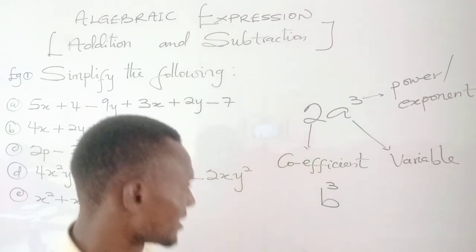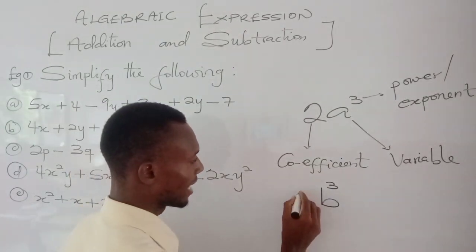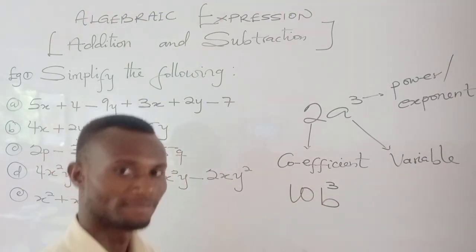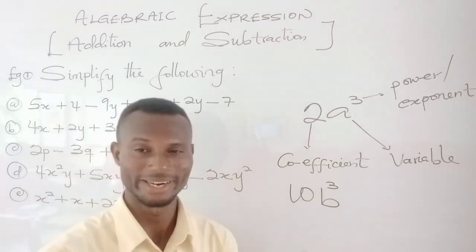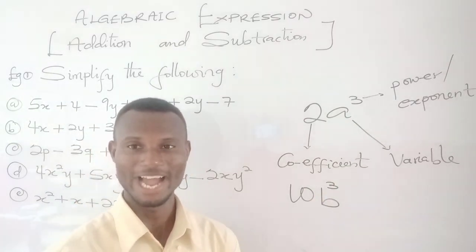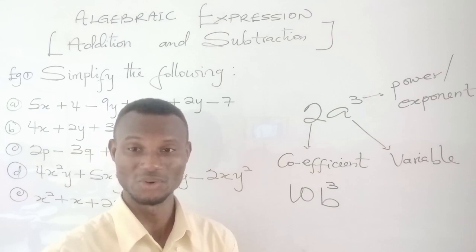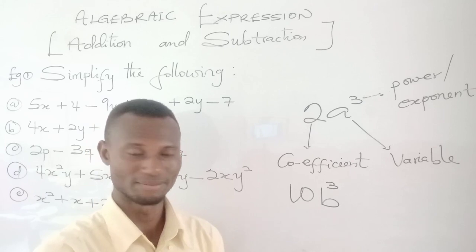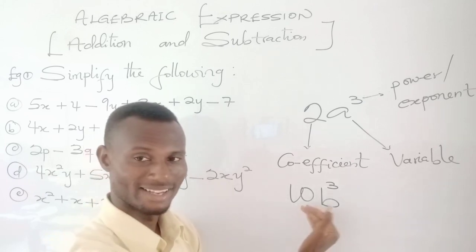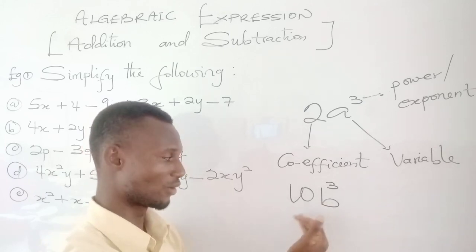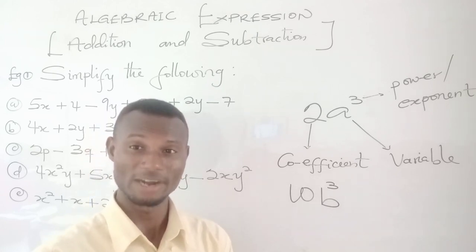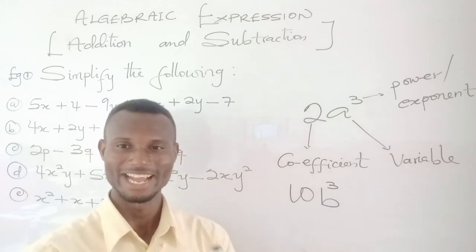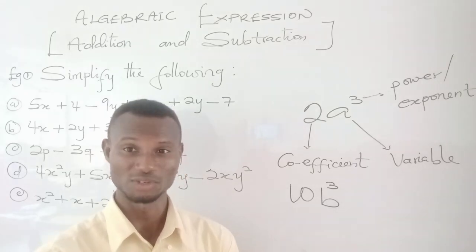Okay, now what if I have something like this? Let's say I have 10b to the power 3. If I ask for the coefficient, I hope you'll be able to know what the coefficient is. The coefficient here is 10, because now we have a specified number in front of the variable b. And if I ask for the power, it is 3. Okay, I hope the explanation is clear enough up to this point.